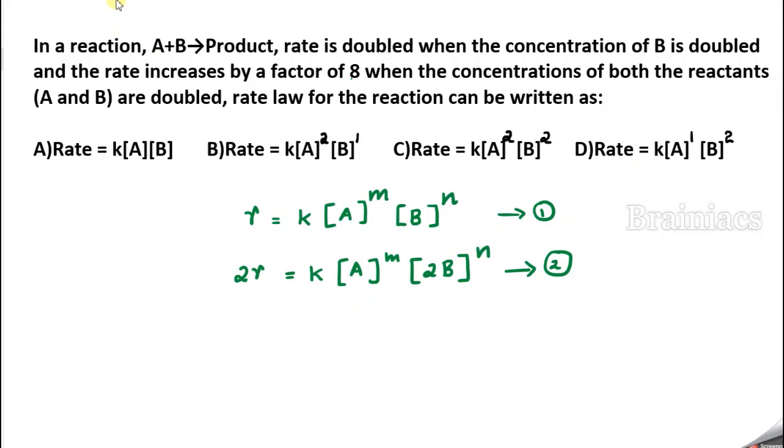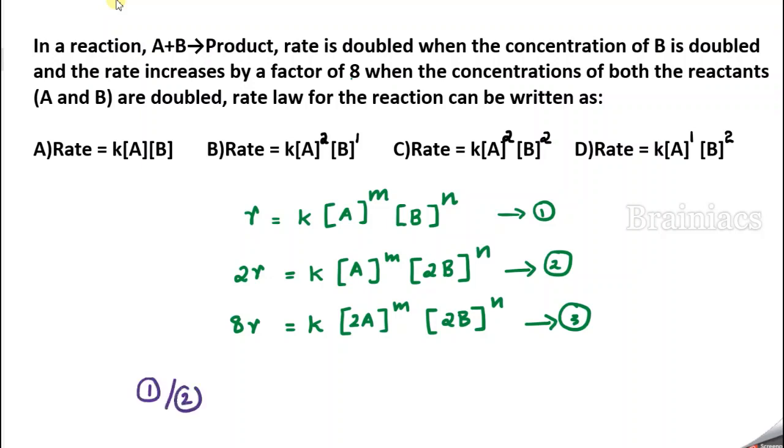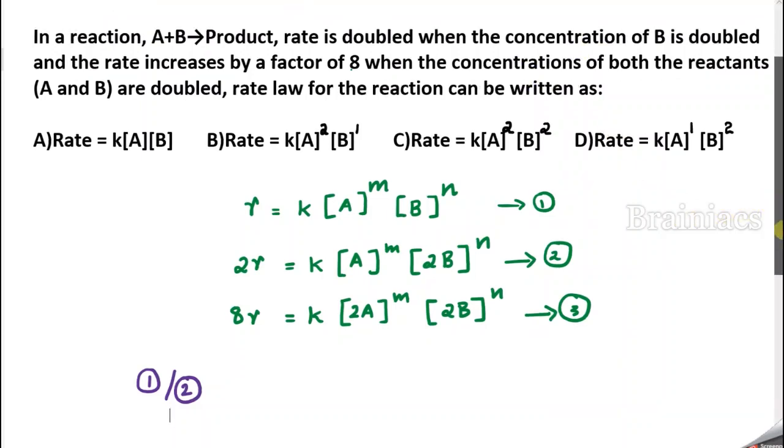Now the next statement says that the rate increases by a factor of 8. That means it becomes 8R when the concentration of both got doubled. So this is 2A to the power M and this is 2B to the power N, and we say this is equation 3. Now we will divide equation 1 by 2. Why are we dividing equation 1 by 2? Because if you divide that, the common factor A will get cancelled off, so that we will get the order with respect to B very fast.